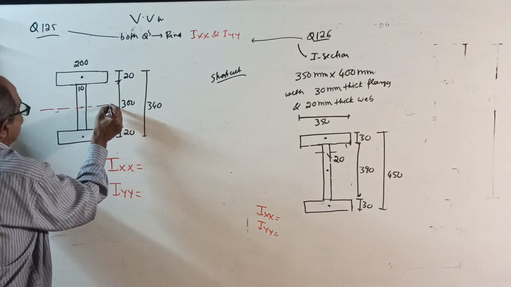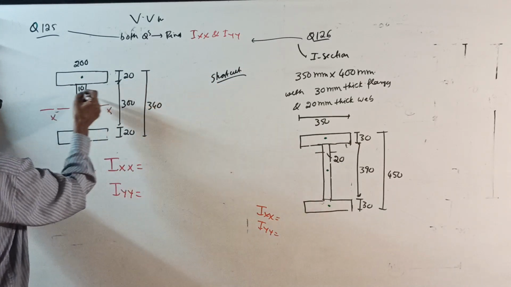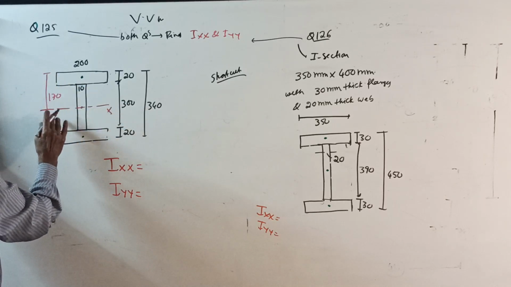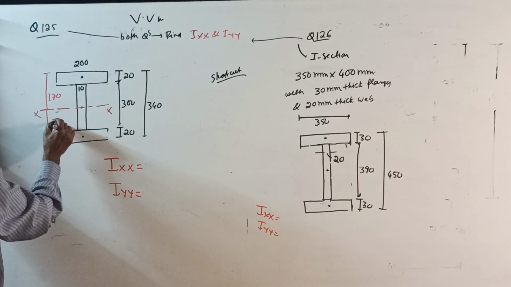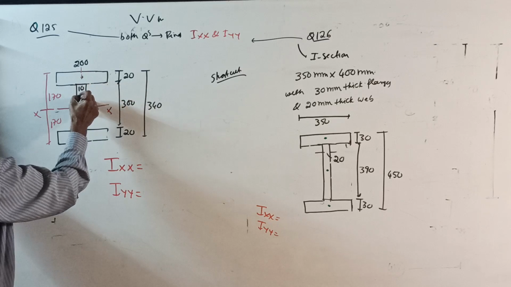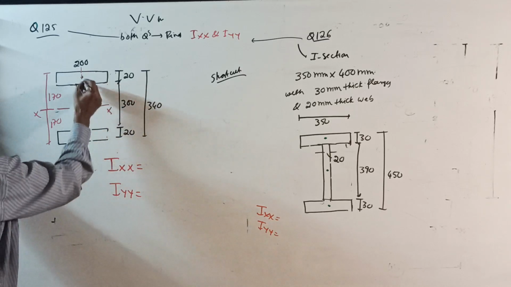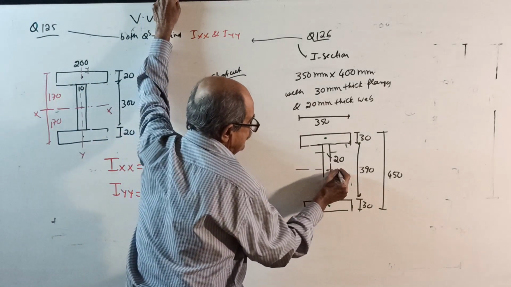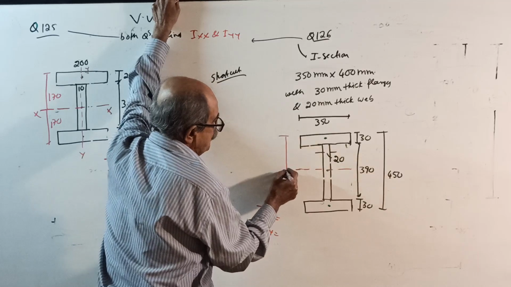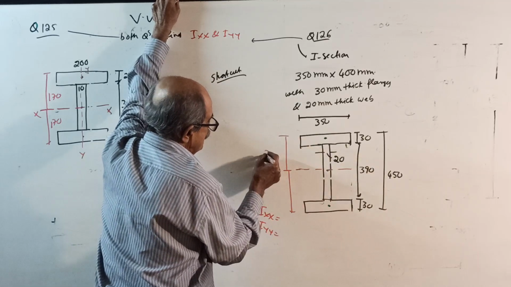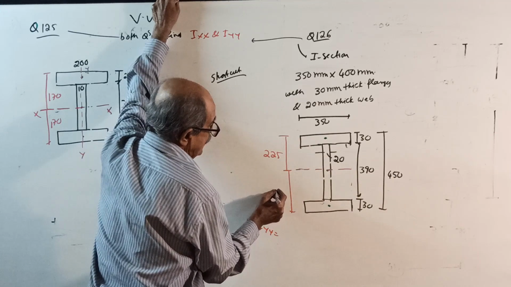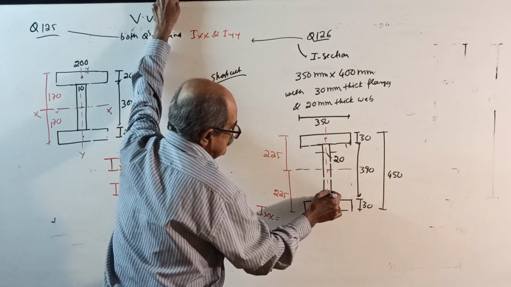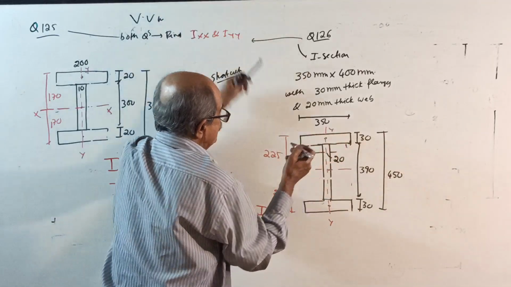Symmetrical XX. Total 340, each will be 170, 170. YY comes exactly here. Total 450, symmetrical. It passes here, 225 and 225. Slightly out of scale. YY comes here. Okay, now red color is not required.